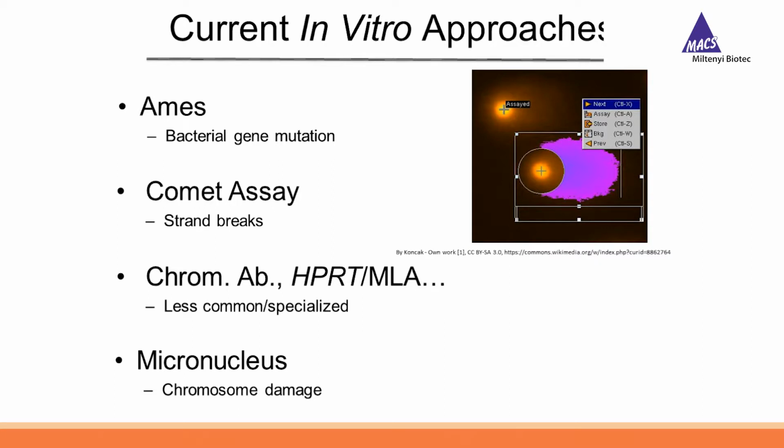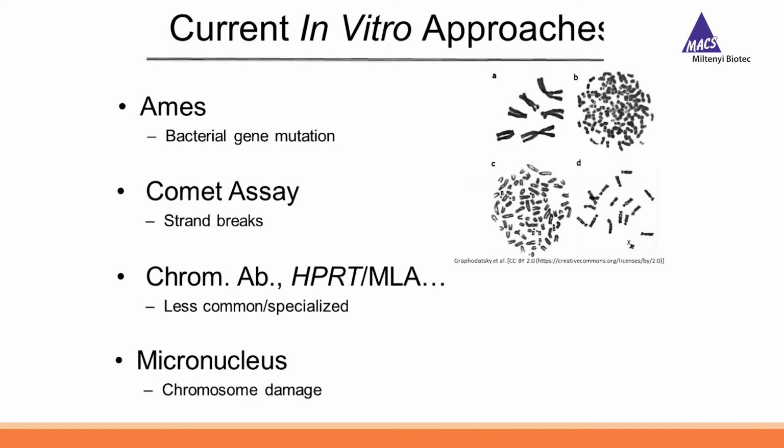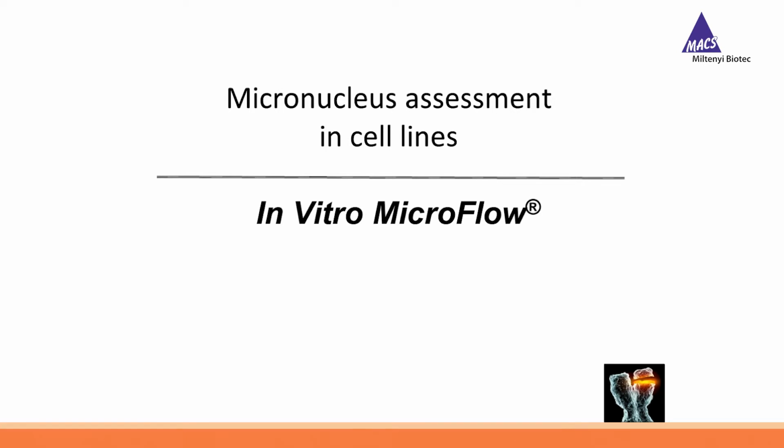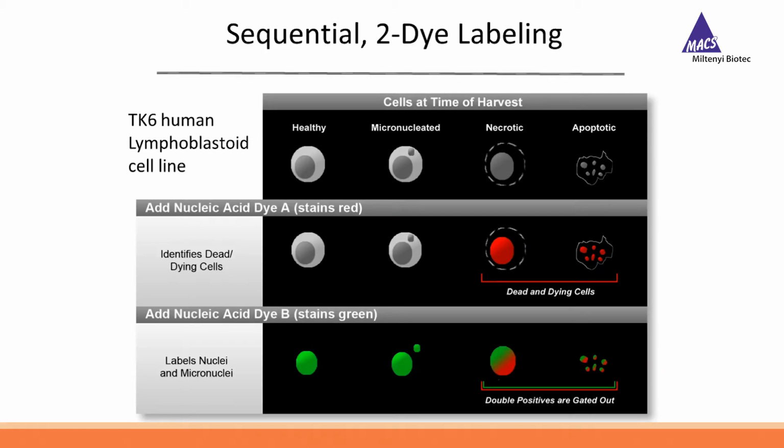I'm going to spend a significant portion of the rest of the talk addressing this, with our in vitro micronucleus assay called In Vitro MicroFlow. So we're looking at micronucleus assessment in cell lines, and this is the assay that we have devised at Litron Laboratories. The way that this system works is we're using TK6 human lymphoblastoid cells primarily, and we've exposed them to our test article, the compound that we want to find out whether it's genotoxic or not.